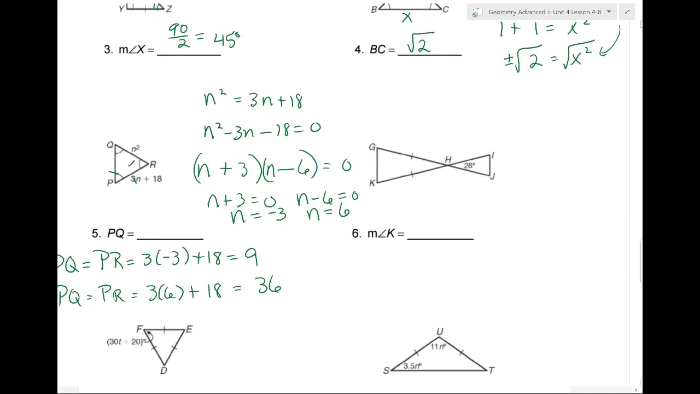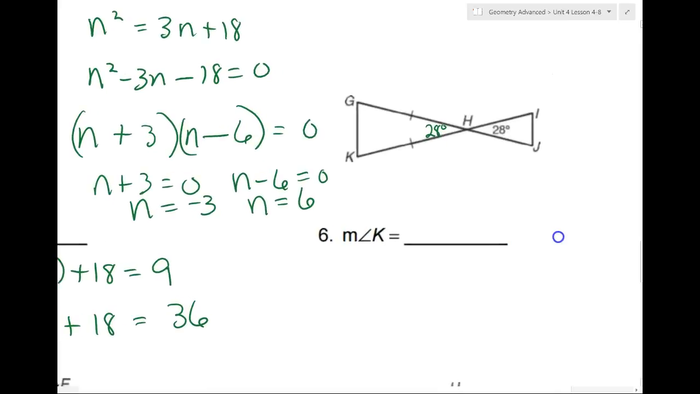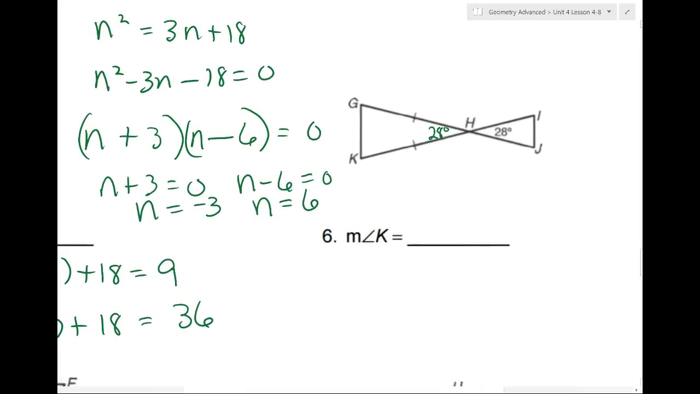All right, number 6. Talk to me. I'm looking for the measure of angle K. All right, Cora. So I got vertical angles, so I know those are the same. Awesome. So I got, there's 28. And then the base angles are... Yeah, exactly. The base angles are correct.